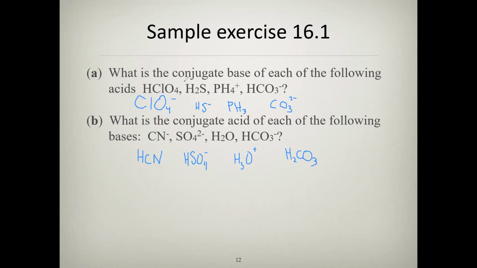But again, with the acids, they're going to donate a proton, so they're going to lose H+. The bases are just going to be the opposite. They're going to accept that proton. But the formula, we can just change it by including that hydrogen and then changing the charge slightly, or removing the hydrogen depending on if it's an acid or a base.